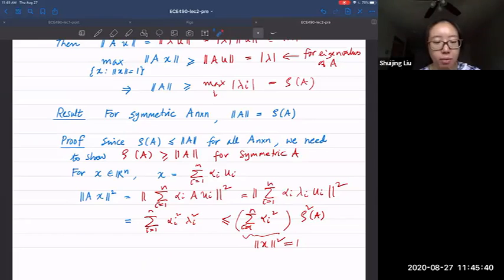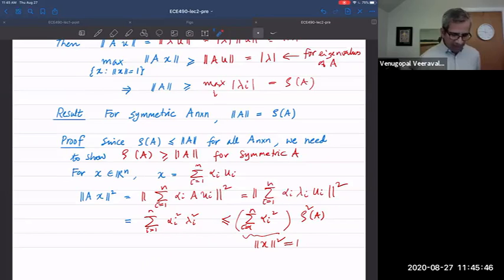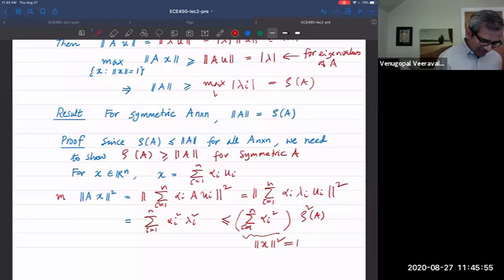Can you repeat again, how do you start from the last step to the conclusion? Oh, the last step to the conclusion. There are two ways to do it. One is you can take the max of this over all x's such that norm x equal to 1.